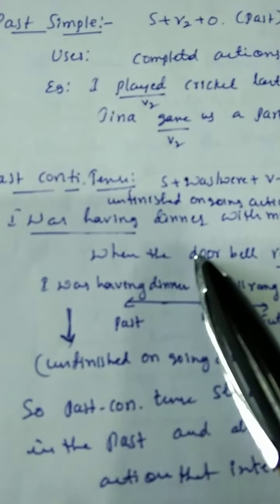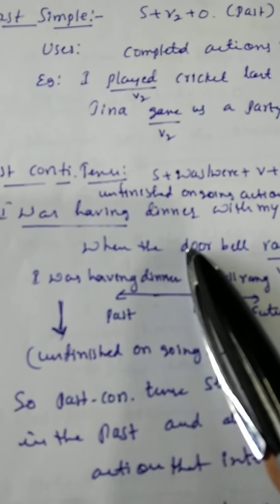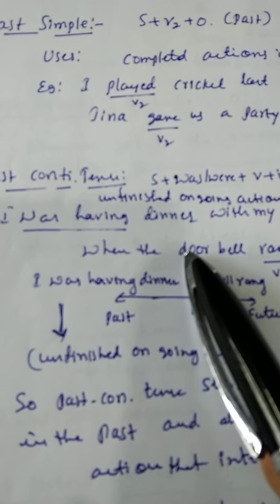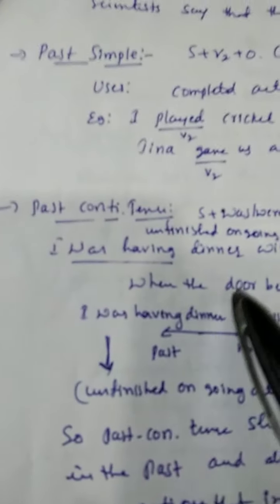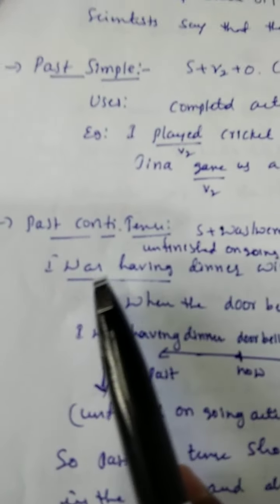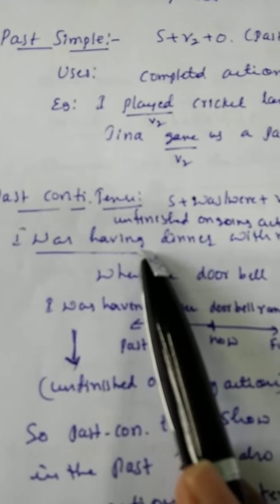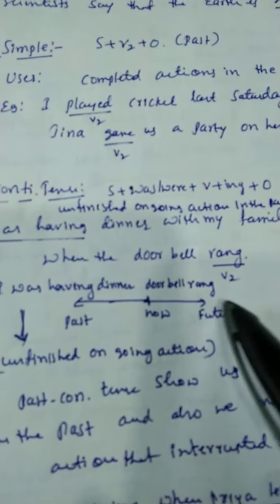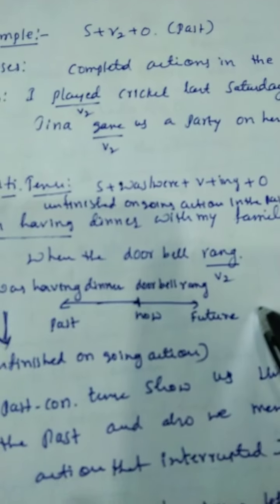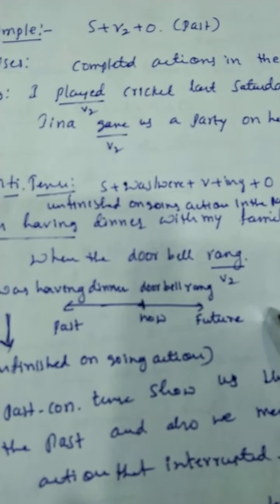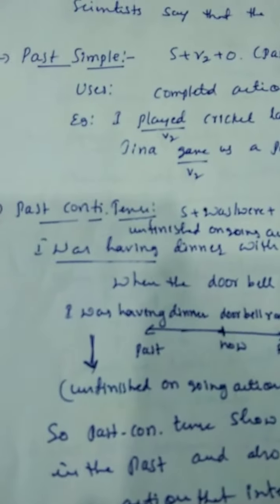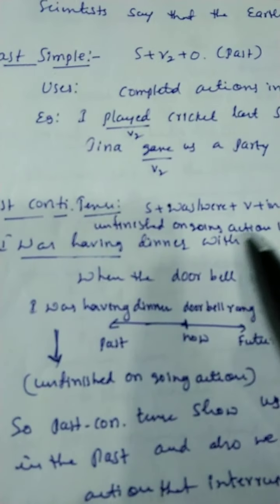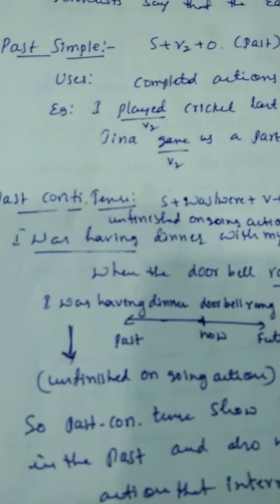Was having, as I told you, the structure of the past continuous tense is was or were plus verb plus ing form. Here the subject is I, so was having, verb plus ing form, I used here. I was having dinner with my family when the doorbell rang. Rang is V2 here, where I used simple past. Here is the unfinished ongoing action, which I told you earlier.